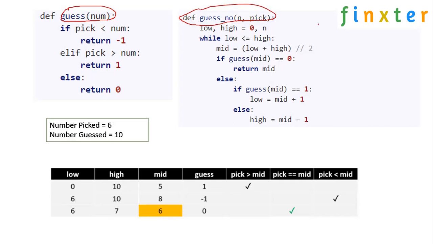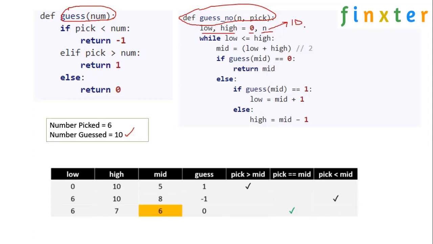To find the picked number, we need the help of a couple of indicators, or you may also call them pointers. These pointers are low and high, such that you initialize low to 0 while high stores the value of n. Now what is n here? N is the number that was guessed. The guessed number in this case is 10. So n at this point of time is 10, which also means that high initially stores the value 10.